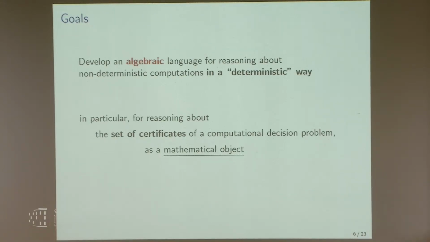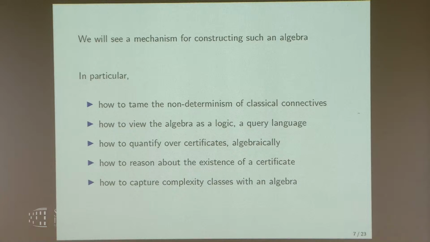The goal here is to develop an algebraic language for reasoning about non-deterministic computations in a deterministic way. In particular, for reasoning about the set of certificates of computational decision problems as a mathematical object, to study that object for symmetries. We will see a mechanism for constructing such an algebra. In particular, how to tame the non-determinism of classical connectives, how to use algebra as a logic, as a query language, how to quantify in this algebra over certificates algebraically, how to reason about the existence of a certificate, how to capture complexity classes with such an algebra.